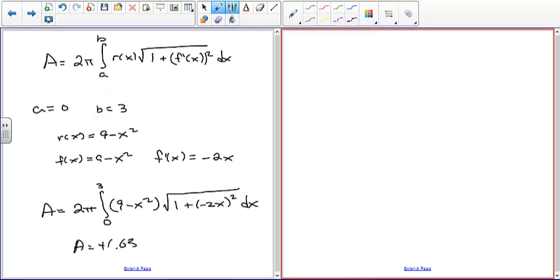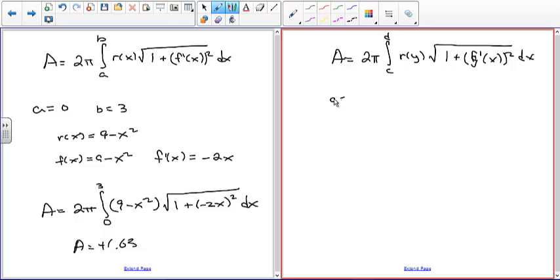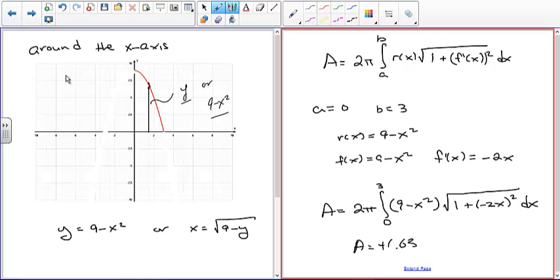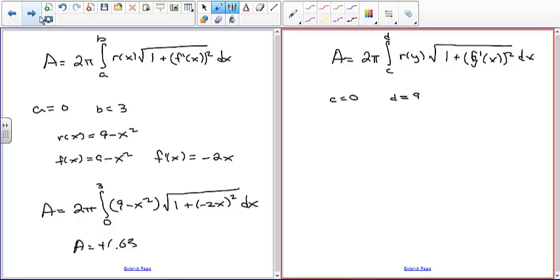But you can do the same thing in terms of y. So what you do is you integrate 2 pi times the integral from c to d of r of y times the square root of 1 plus f prime, or we'll call it g prime, of y squared dy. So the y limits go from c equal to 0 to d equal to 9. If you go back to the curve, you go from 0 to 9. R of y, in this case, is equal to y. So y is equal to 9 minus x squared.